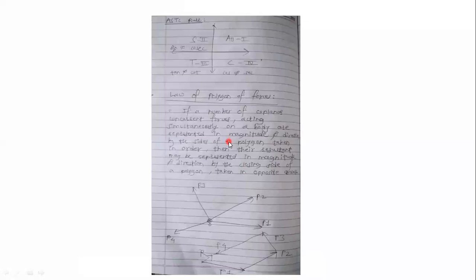Now, this is also similar to your triangle law. Only thing is that here n number of forces will be there, but the condition is that all these forces should emerge from the same point. Now this force P2 is emerging, this force P1 is also emerging from the same point, this force P3 is also emerging from the same point, and this P4 is also emerging from the same point.